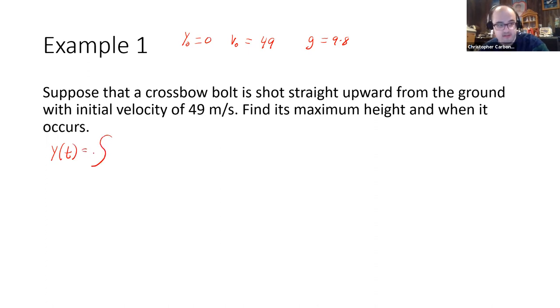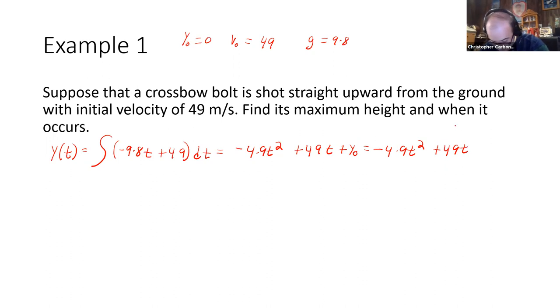To obtain the crossbow bolt's height, that function is given by y of t is equal to the integral of negative 9.8 t plus 49 dt. And that would give negative 4.9 t squared plus 49t plus y sub 0, which we indicated was 0 up there. So this is just negative 4.9 t squared plus 49t.